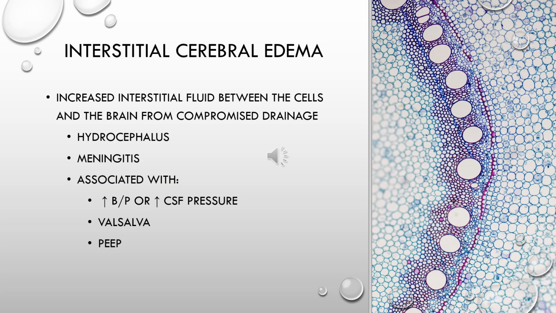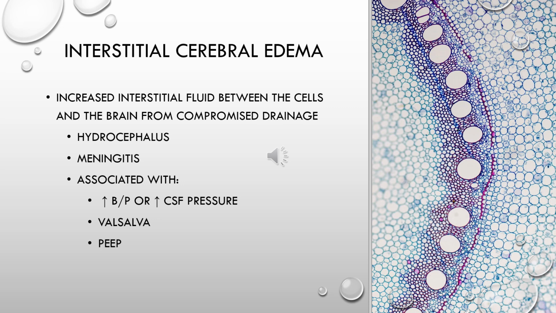Okay, and then the final type of cerebral edema is the interstitial cerebral edema. It's increased interstitial fluid between the cells in the brain from compromised drainage. This can be caused by hydrocephalus. It can also be associated with increased blood pressure or an increase in the CSF pressure. Maybe there's a problem with CSF draining.